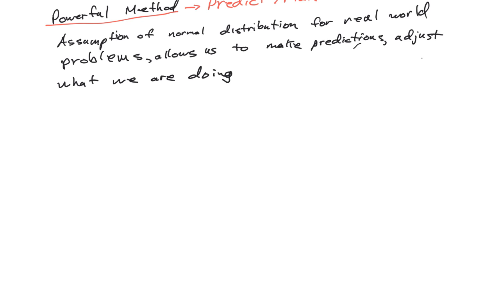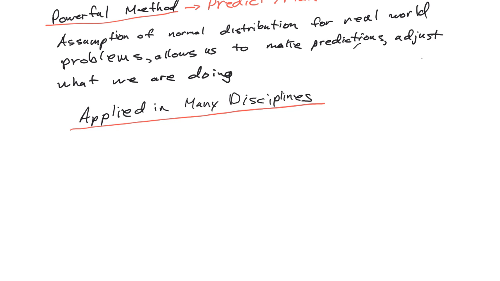For application, this is actually applied in many different disciplines, so that these disciplines can adjust and make predictions of the future, and we can literally make money based on our choices from the normal distribution. Okay? So now, here are some examples of where it is used. When we do this, we're assuming a normal distribution, and we can use this in manufacturing.